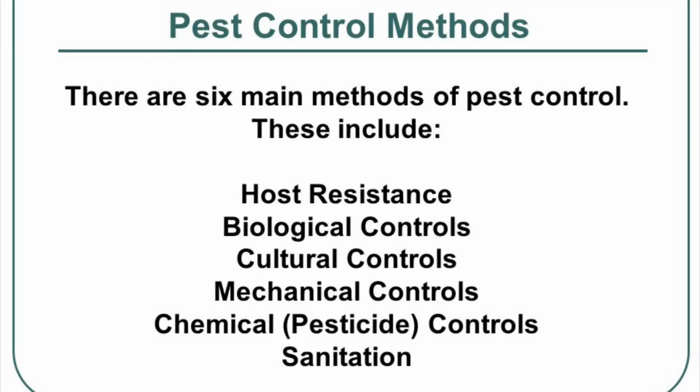So there are 6 main methods of IPM. There's host resistance, biological control, cultural control, mechanical control, chemical control, and sanitation control. And we'll go over all 6 of those.